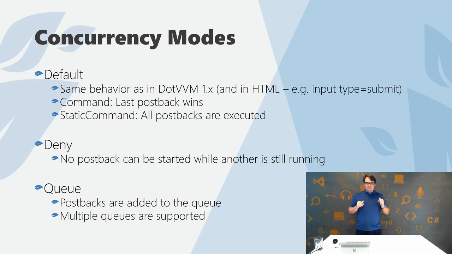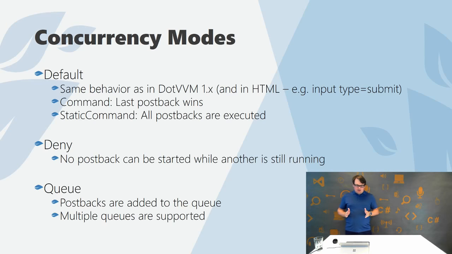So we have introduced a new property called PostBack.Concurrency, which can change the behavior of the postbacks. By default, it's using the same behavior as was present in DotVVM 1.0, and by the way, it's the same as the classic buttons in HTML. If you have a submit button in the page, you can also click it multiple times and it will do the same. DotVVM didn't do anything to prevent this default behavior because it's also HTML default behavior. So that's how it worked.